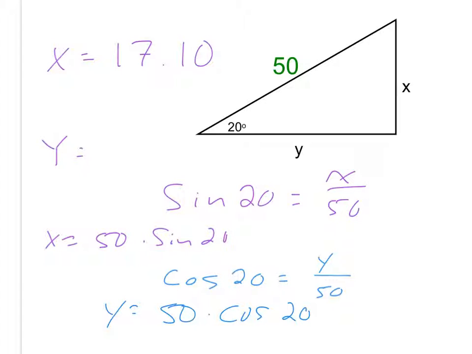Again, this time I'm going to do the cosine 20 first. So I do cosine of 20. And that's equal to 0.9396. I'm then going to take that and multiply by 50. And I get for y 46.98.